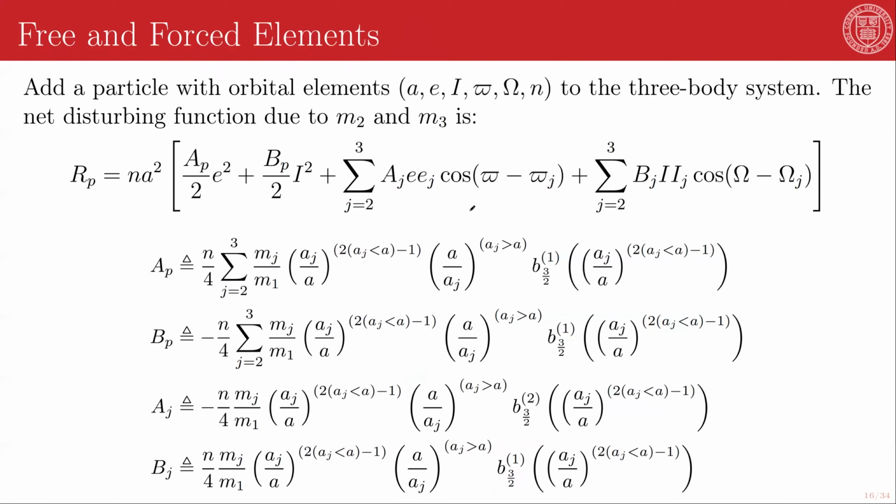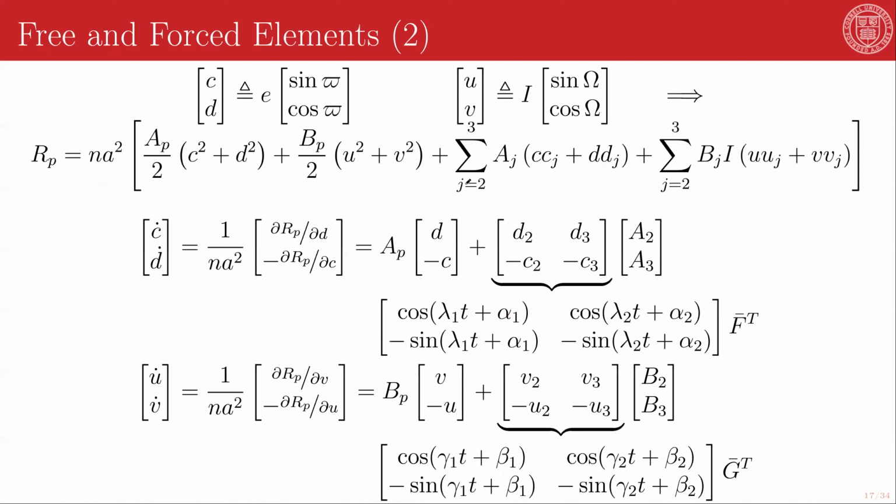As always, you are strongly urged to attempt to recreate the solution based on the same procedure that we followed previously. We are taking the disturbing function for this body due to two other bodies. We are expanding it in second order and then averaging. We are once again going to use our transformed coordinates, c, d, u, and v. These are, again, without subscripts, interpreted as belonging to the test particle. And we can rewrite our disturbing function for the test particle in terms of these coordinates, and it has a form exactly like the one that we've seen before.